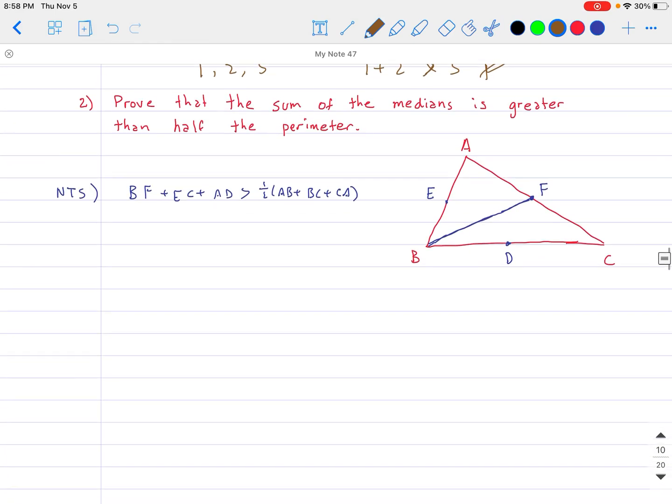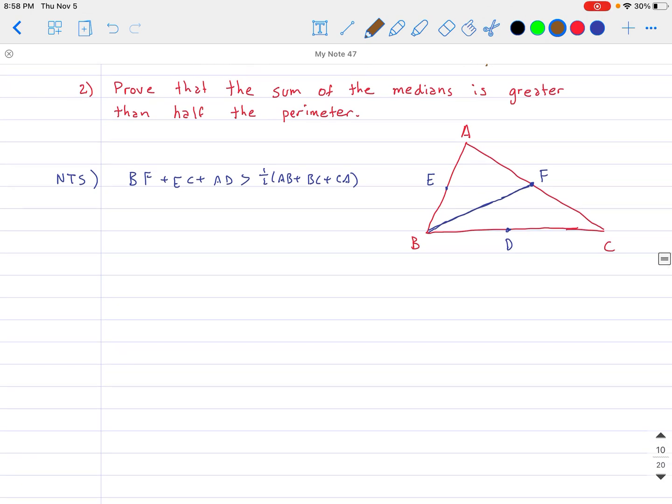Okay, now here's the proof using the triangle inequality theorem. Here, let's see what it says. Prove that the sum of the medians is greater than half of the perimeter. So you can see in the picture right there, we have triangle ABC, and I'm going to make it so that D, E, and F are the midpoints. If you want, you can go ahead and make a dash right here to indicate that you have a midpoint. But to restate, what I need to show is BF plus CE plus AD is greater than 1/2 of, in parentheses, AB plus BC plus CA.